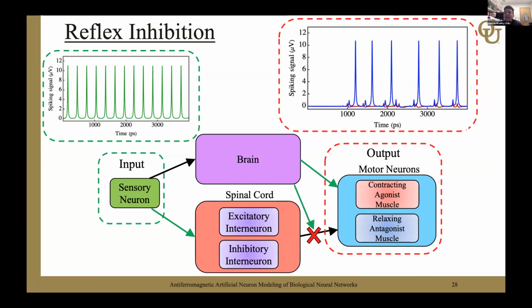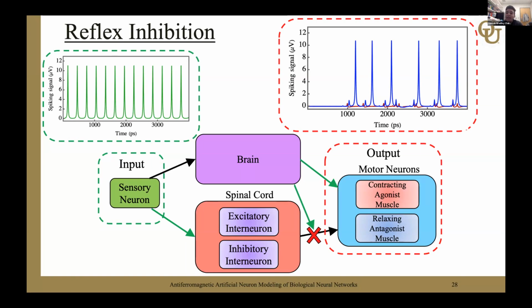The last scenario is inhibition of a reflex. For inhibition of a reflex, we start with the same strong stimulus as before, which is strong enough to excite the interneuron. However, now a signal from the brain interrupts the signal from the interneuron.